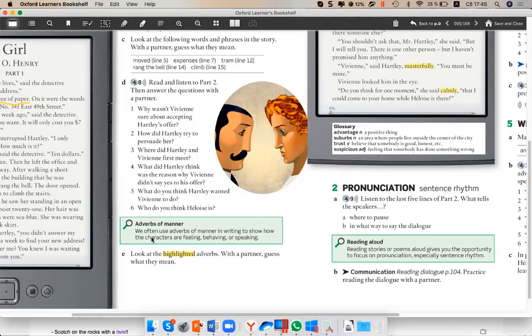We can say that we often use these adverbs of manner in writing to show how the characters are feeling, behaving or speaking.